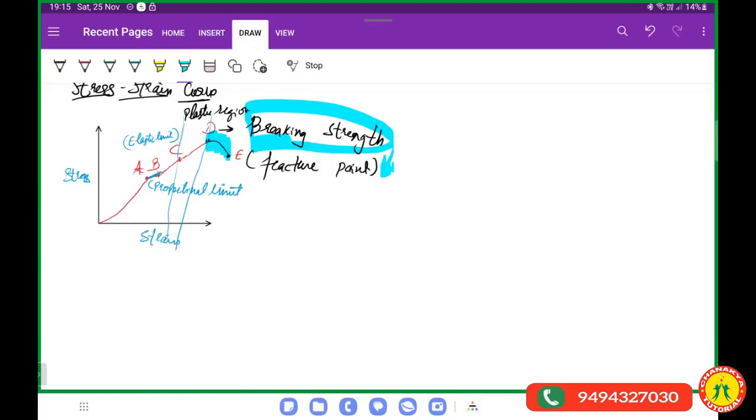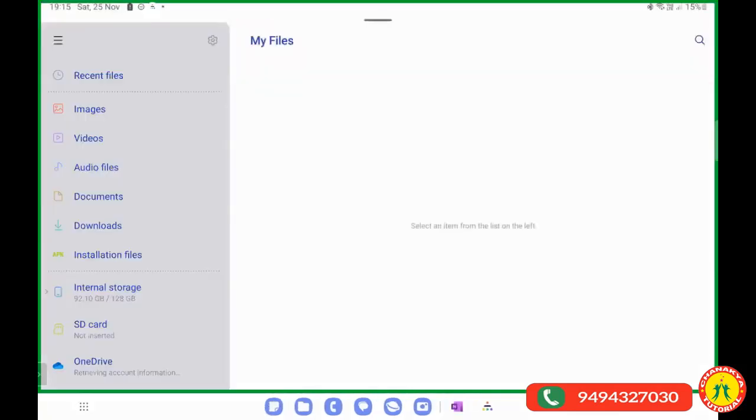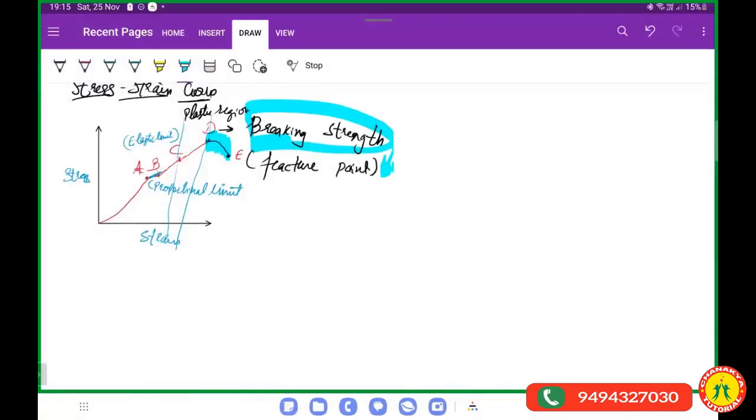Let me connect to the charger. One second, please. Okay.